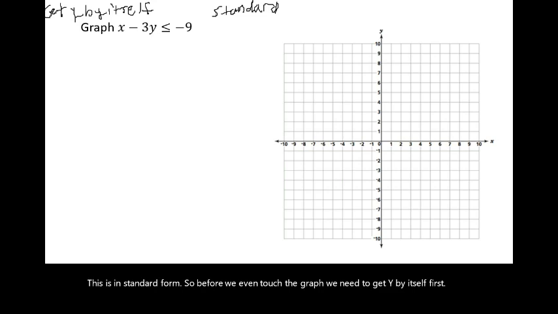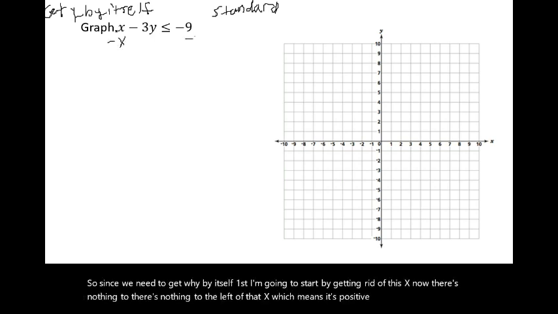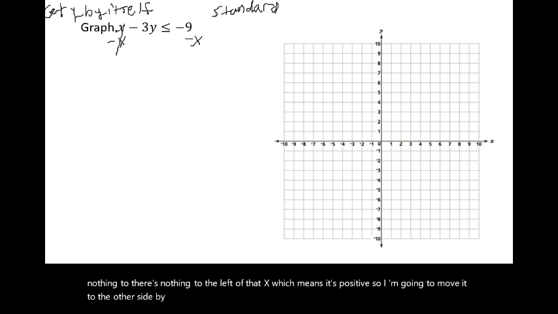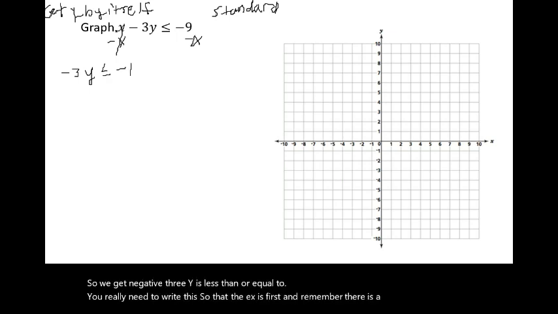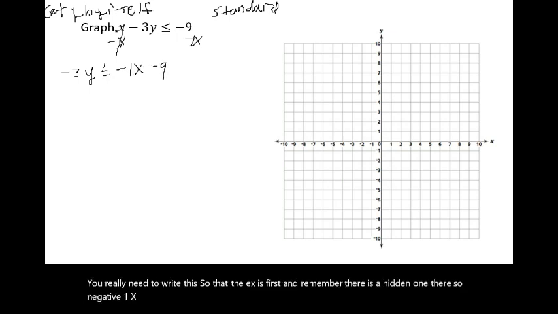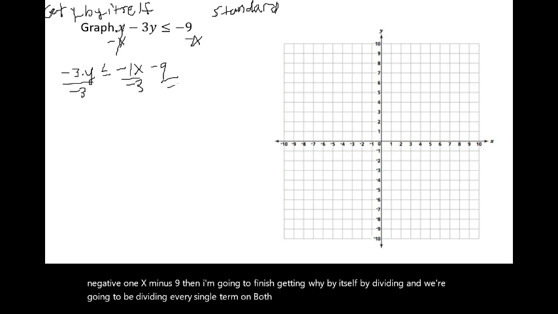So since we need to get y by itself first, I'm going to start by getting rid of this x. Now there's nothing to the left of that x, which means it's positive. So I'm going to move it to the other side by subtracting it from both sides. So we get negative 3y is less than or equal to, and you really need to write this so that the x is first. And remember, there is a hidden 1 there. So negative 1x minus 9. Then I'm going to finish getting y by itself by dividing every single term on both sides by negative 3.